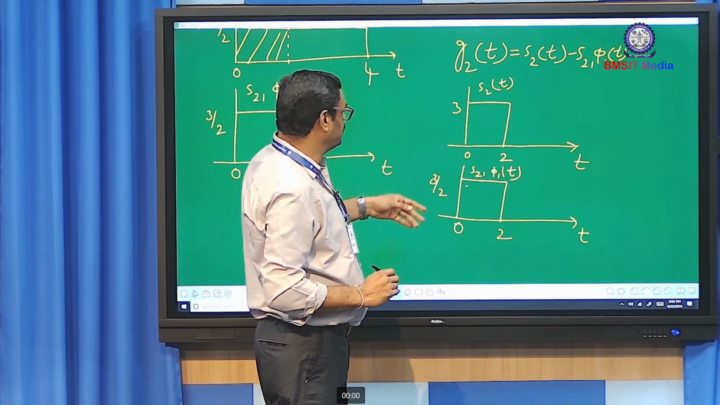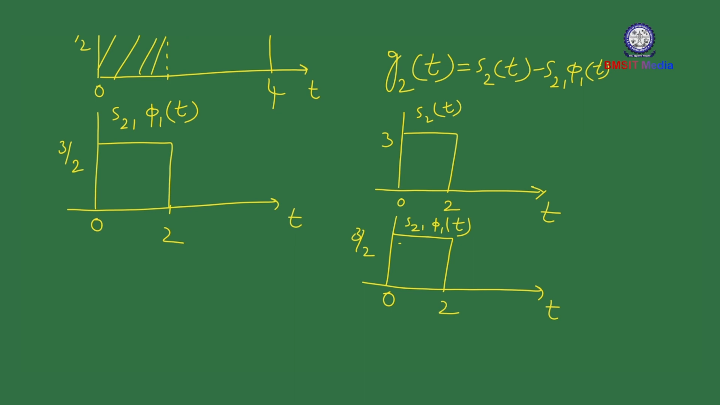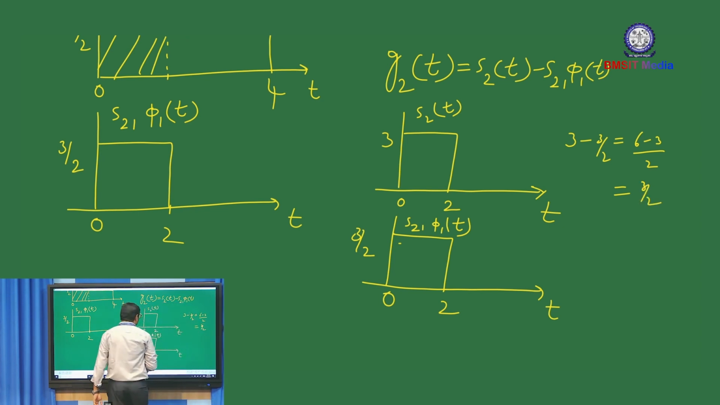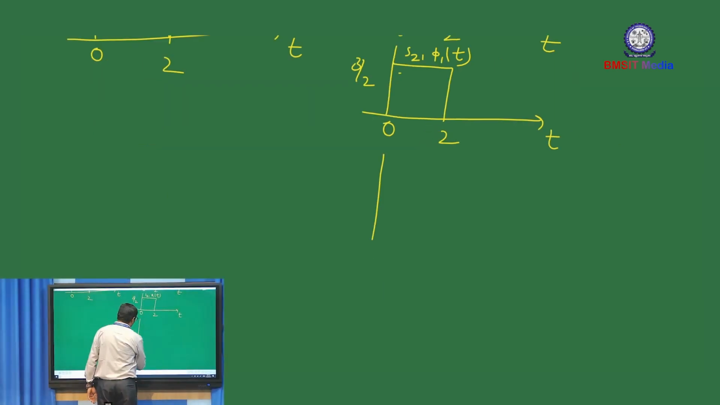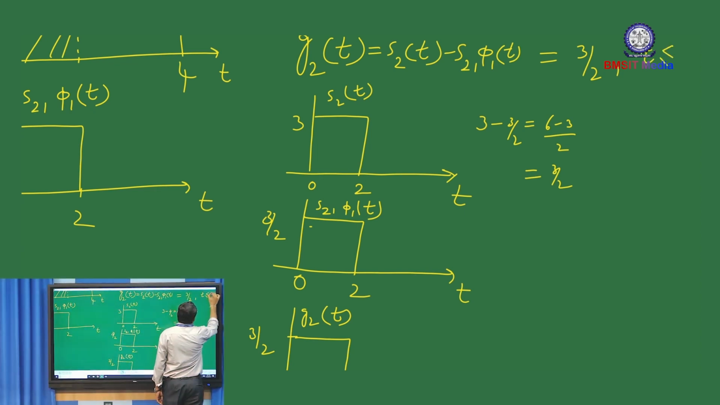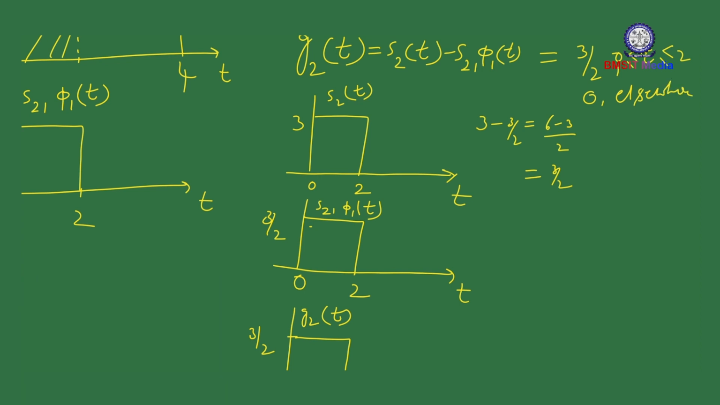The duration is the same, but their magnitude is different. So 3 minus 3 by 2 is equal to 6 minus 3 by 2, so it's nothing but 3 by 2. So the value of G2 of t will be 3 by 2 over the interval 0 to 2, which is equal to 3 by 2 for t greater than or equal to 0 and less than or equal to 2, and it will be 0 elsewhere. So I could find out the value of G2 of t.